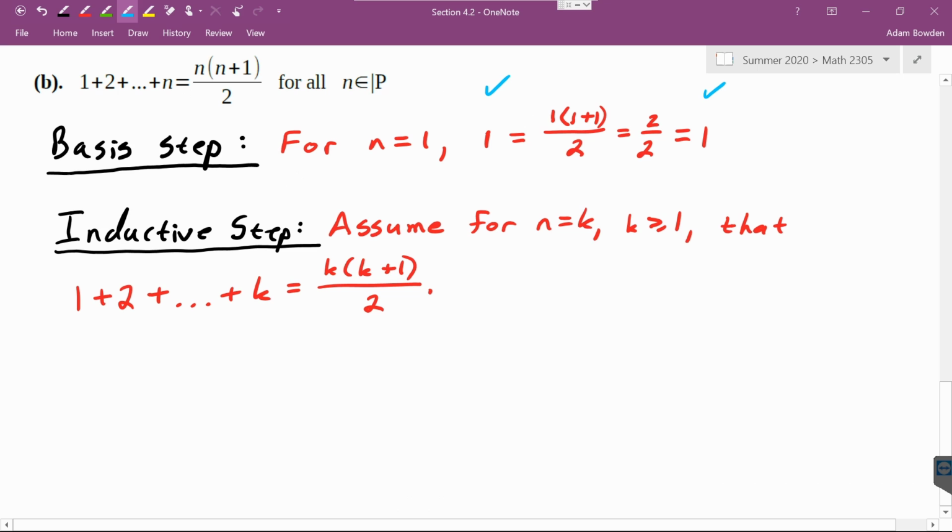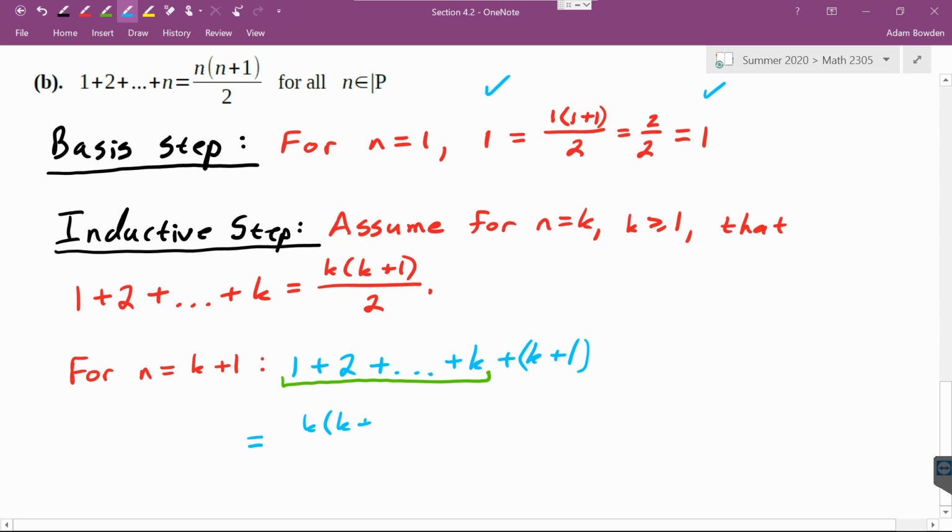So the next thing we want to do is make this work for k plus 1. For n equals k plus 1, our sum 1 plus 2 plus ... plus k will now go up to plus k plus 1. So one additional number is added to the end. But we did make an assumption about everything up to k being added together. We say up above that that's all equal to k times k plus 1 all over 2, and then that's plus k plus 1.